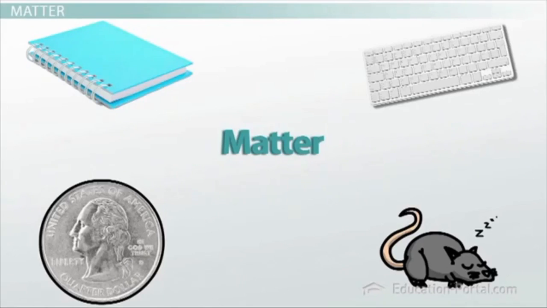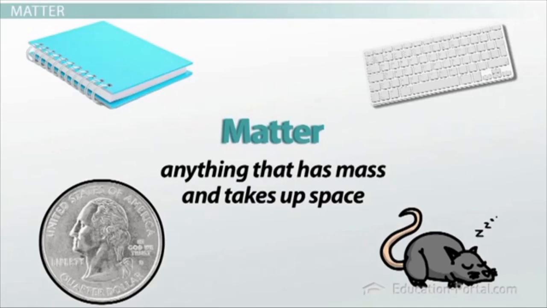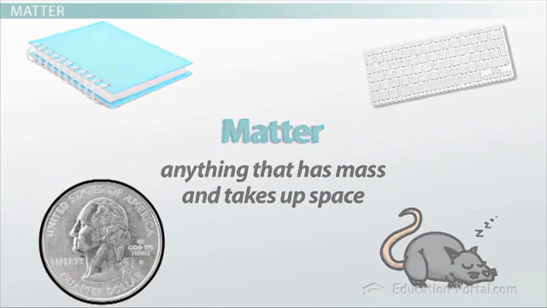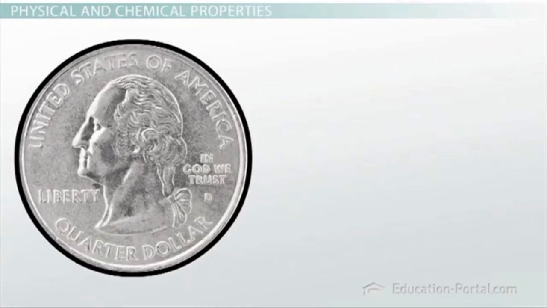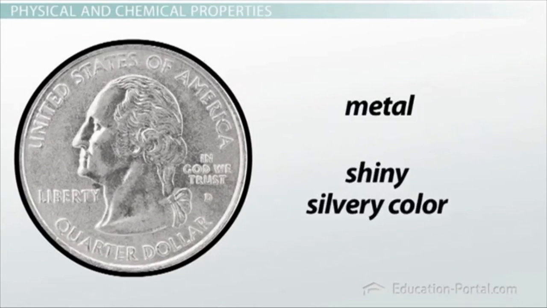One of the most important things that chemists do is describe matter. Matter is anything that has mass and takes up space. Chemists spend their days working with matter, describing it, making measurements, and even changing its form. Let's take a closer look at a coin in your pocket. It is made from a metal. You can tell it is made from a metal because it's shiny and maybe has a silvery color.